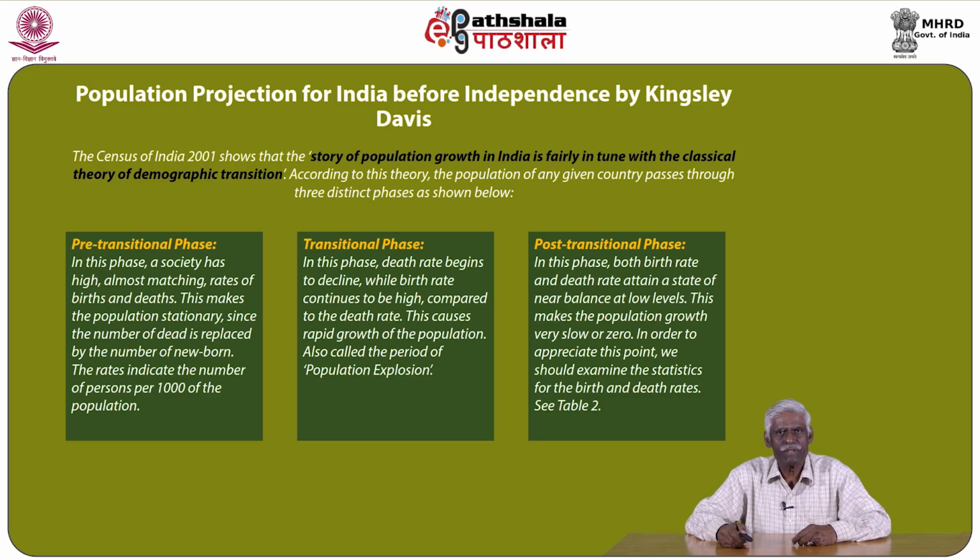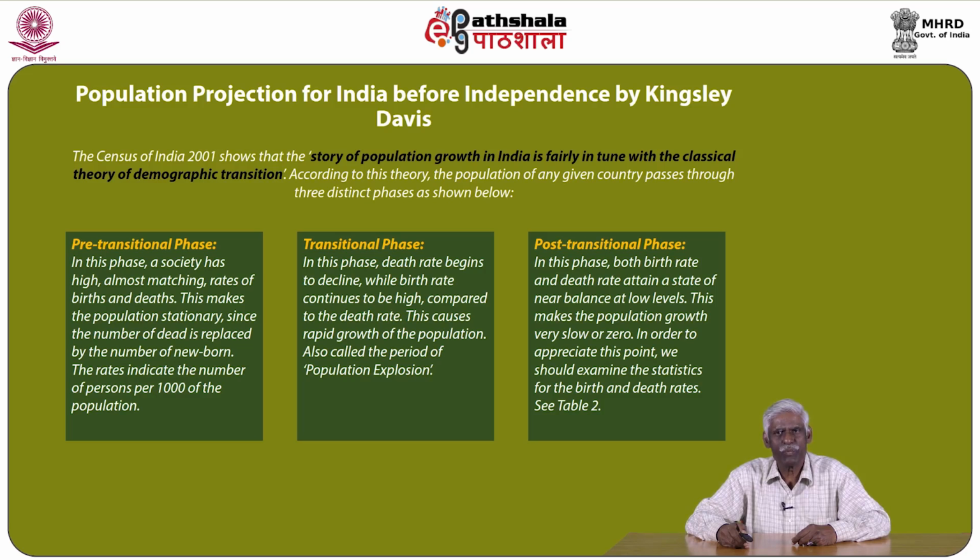The second stage is the transitional phase. In this phase, the death rate begins to decline while the birth rate continues to be high compared to the death rate, and this causes the rapid growth of population. It is also called the period of population explosion. The third and last stage is the post-transitional phase. In this phase, both birth rates and death rates attain a state of near balance at low levels. This makes the population growth very slow or zero.